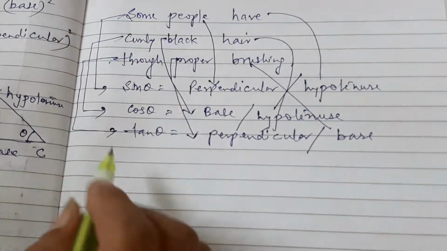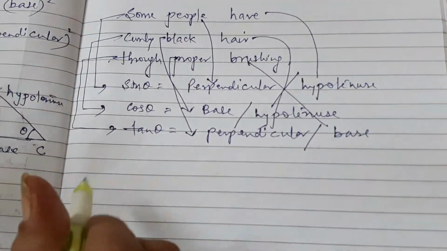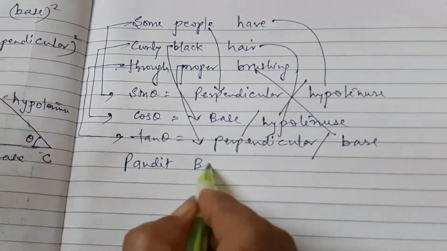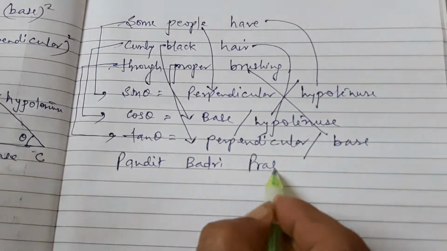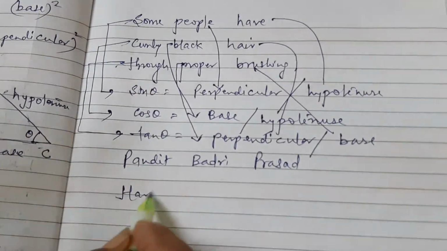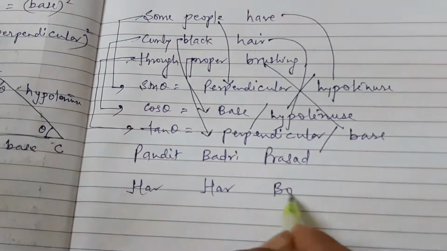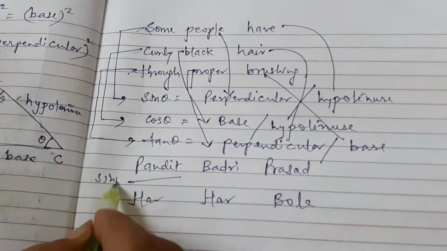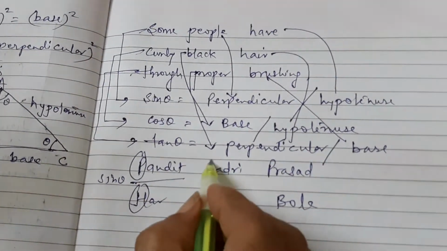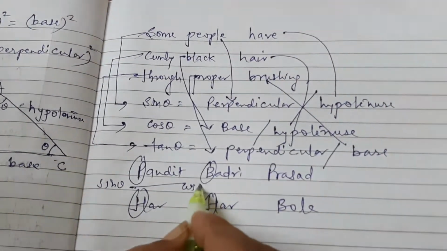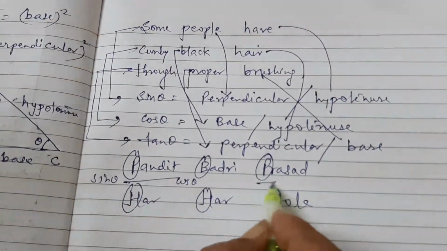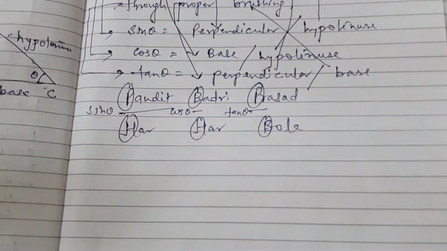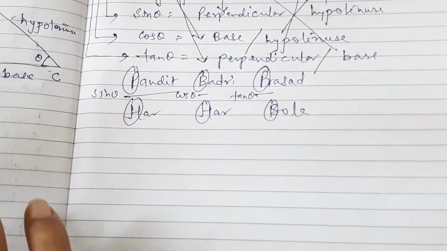There is one more funny way to learn all these three things. Pandit Badri Prasad, हर हर बोले. So P upon H, this is sin theta. B upon H, this is cos theta. And P upon B, this is tan theta. So these are the six trigonometric ratios and these are the different formulas.